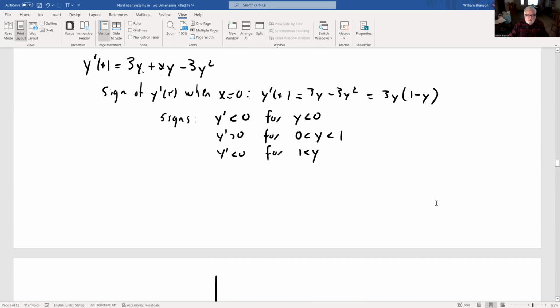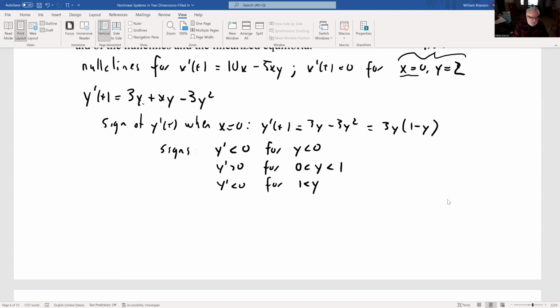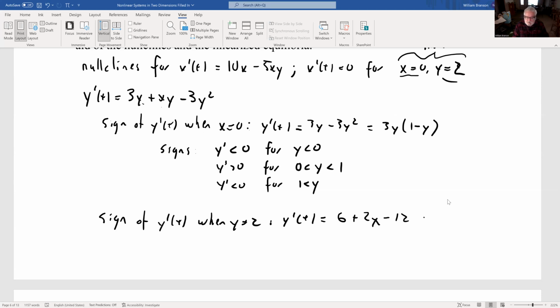And now the other one we want is, what's the sign of y prime of t when y equals 2? Right? That's my other equilibrium. And if we plug in y equals 2, we get 6 plus 2x minus 12, oops, the 2x there, which is 2x minus 6, which we can rewrite as 2 times x minus 3.